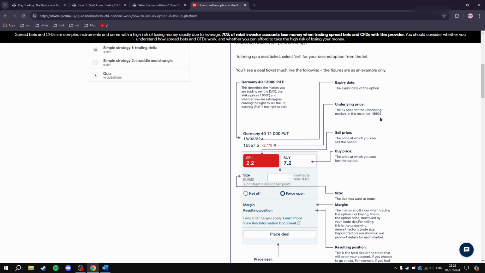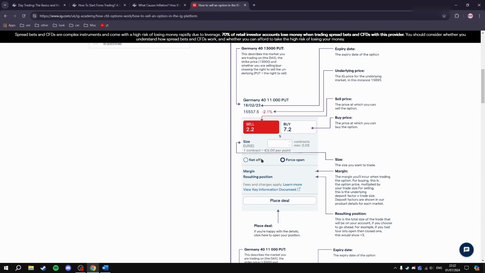In this instance, 15,695. So here, sell price, the price at which you can sell the option, minus 2.1%. Buy price, or no, 2.2. Buy price, the price you can buy the option, 7.2.